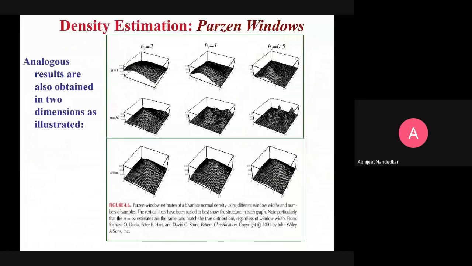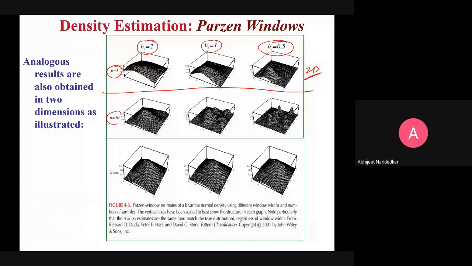Now this is the density estimation for two-dimensional case, where we have h, that is window size, 2 here, window size 1 and window size 0.5. Now earlier example was 1D and this is a 2D example. Now here I have only n equal to 1 throughout this row, then n equal to 10 and n equal to, say, theoretically infinite. So you can see here these distortions clearly for small values of h, and when the number of samples is less.